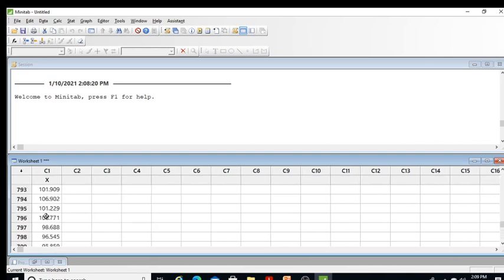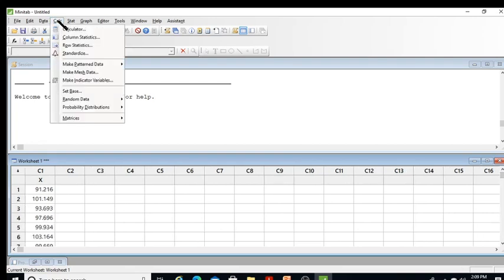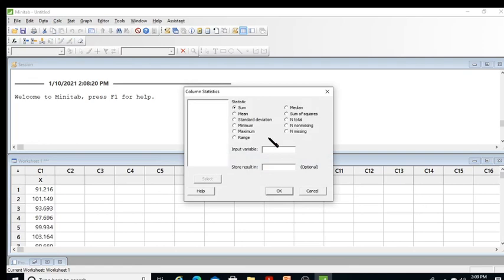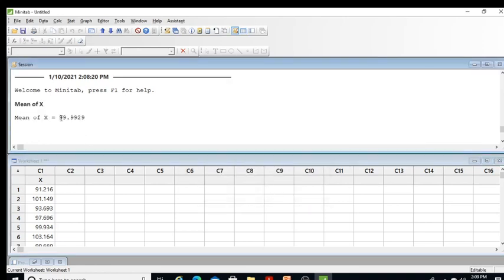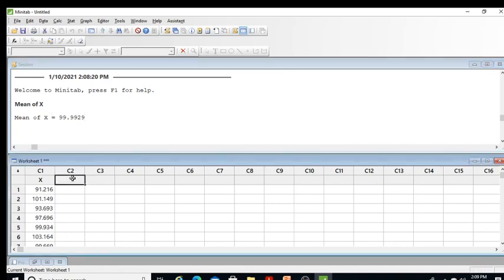If you look at the column statistics of this population, let's say I'm interested in calculating column statistics, in its mean value, and the variable is X here. So I can see 99.9929 is its mean value. Its nominal value was 100 and the standard deviation was 5, but still its mean value is 99.9. Okay, what I'm going to do now is to generate samples.